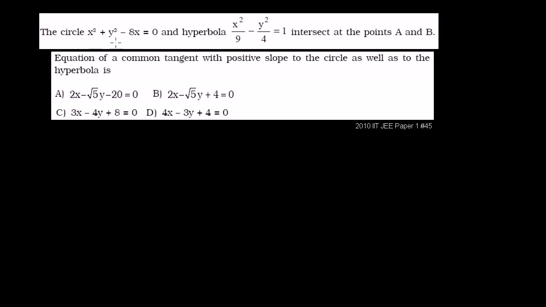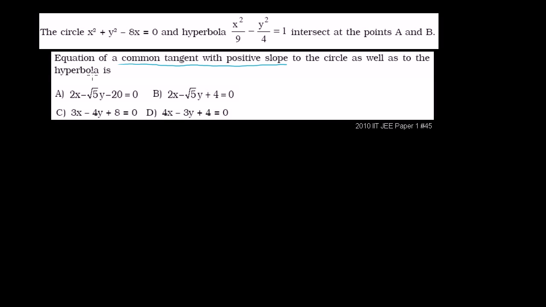The circle x squared plus y squared minus 8x equals 0, and the hyperbola x squared over 9 minus y squared over 4 equals 1 intersect at the points A and B. Equation of a common tangent with positive slope to the circle as well as to the hyperbola is.